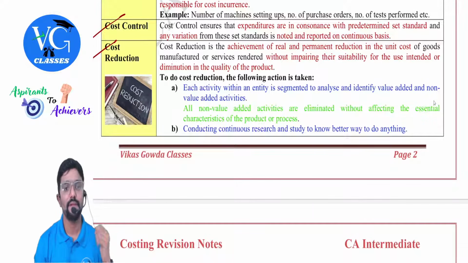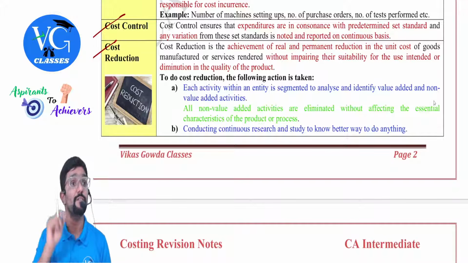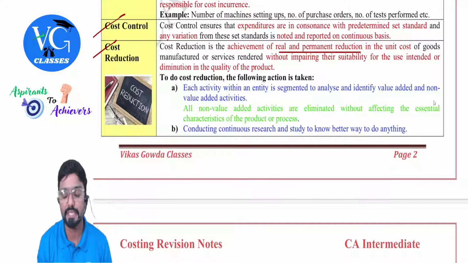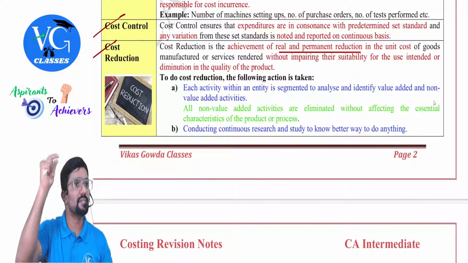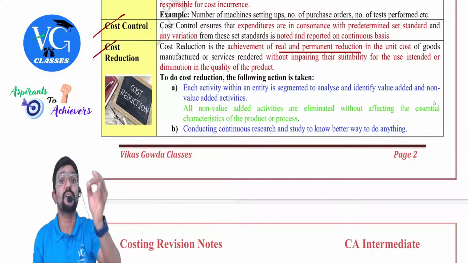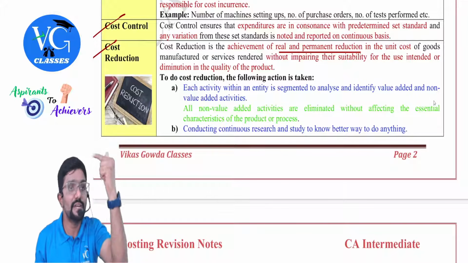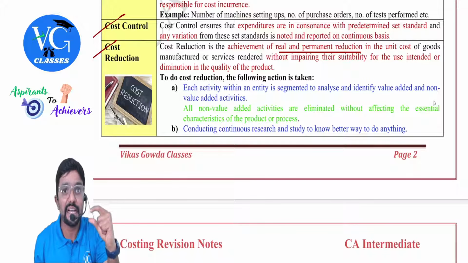Yeah, let me read it. Cost reduction is an achievement of real and permanent reduction in what? Unit cost. Right? What was in my example 50 rupees is the cost of manufacturing 1 unit of output, not total cost. So did we achieve the unit cost reduction?